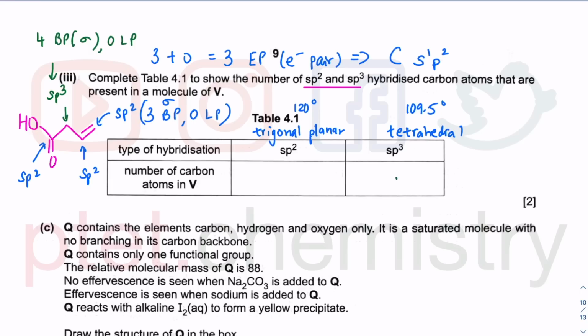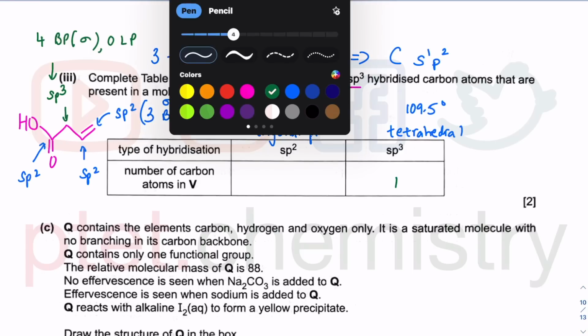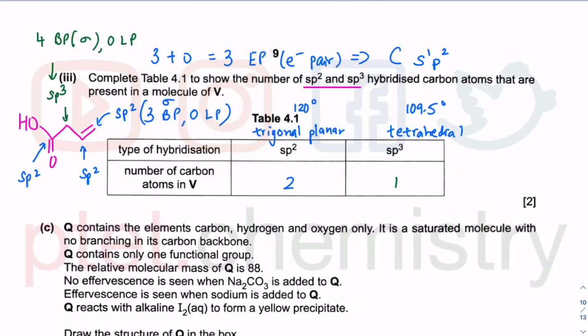So there is only 1 carbon which is carbon sp3, and there are 3 carbon sp2 there. So there are 3 altogether. That means 3 plus 1, so there are 4 carbon accounted for in the molecule of V there.